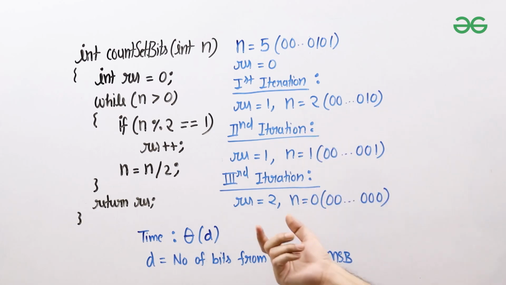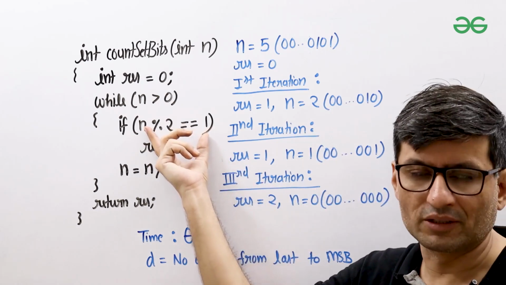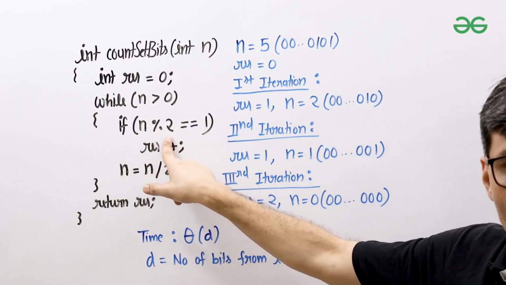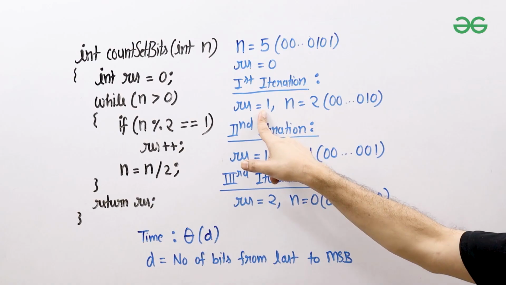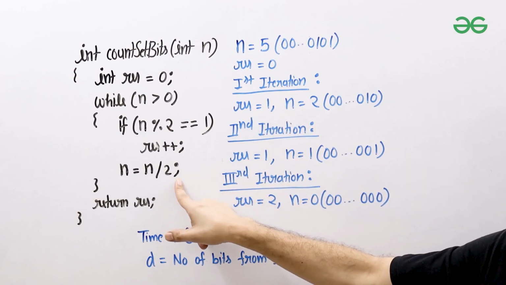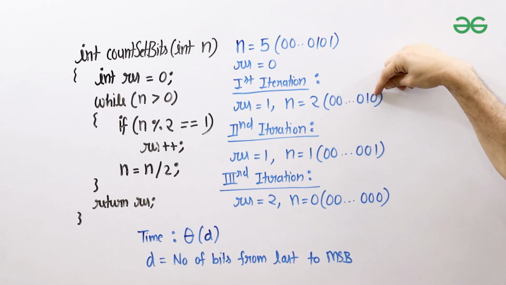And in the first iteration, what will happen? We'll check whether the last bit is set or not by checking whether the number is even or odd. If we divide by 2 and we get remainder 1, then the number is odd, which means the last bit is set. So we increment the result and we change n equal to n / 2. So what we have basically done is, we have moved the second last bit to the last position, right?